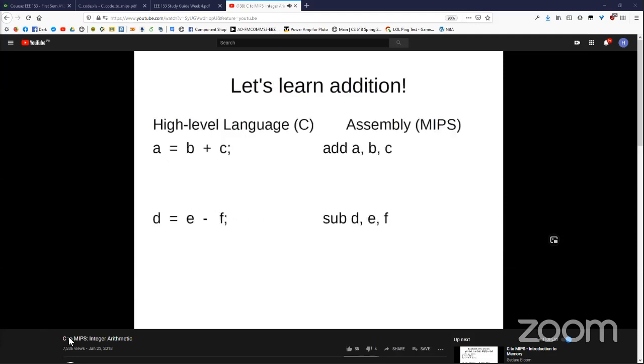So let us begin with addition. In a high-level language such as C, we write addition like this: A equals B plus C. In assembly language, addition looks something like add A, B, C. Or, for a subtraction operation, such as D equals E minus F, we'll say sub D, E, F.